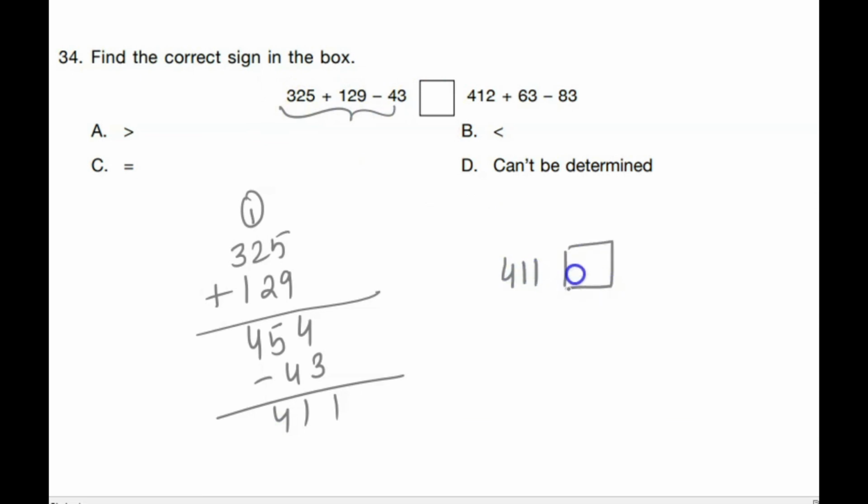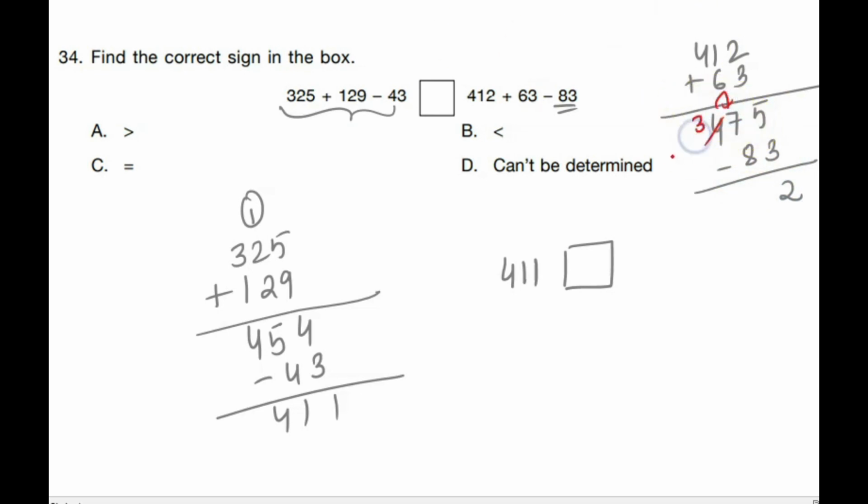This whole is 411, a box, and here we have to solve 412 plus 63. Let's add. 3 plus 2 is 5. 6 plus 1 is 7, and 4. Now what we need to do? Minus 83. 5 minus 3 is 2. 7 minus 8 is not possible, so we'll take a borrow. It will be 17. 17 minus 8 is 9.